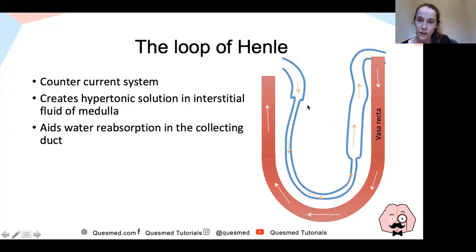Now, in creating this really, really concentrated environment down here, this aids water reabsorption in the collecting duct. As we said before, the collecting ducts all pass through the medulla. So if we've got a really, really concentrated medulla, which is caused by this countercurrent system, then more water is going to be wanting to move from an area of low concentration to an area of high concentration, as with osmosis. If we go back to our GCSEs and A levels of osmosis, the water wants to move from an area of low concentration to an area of high concentration.